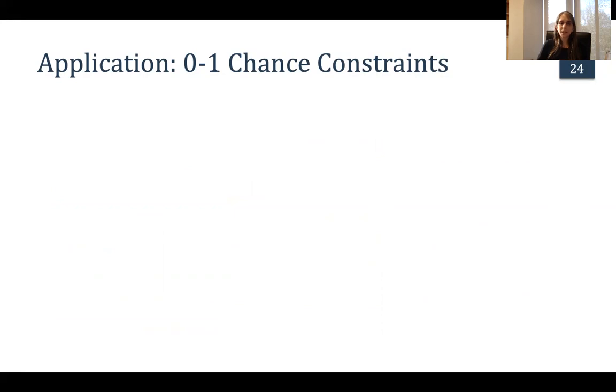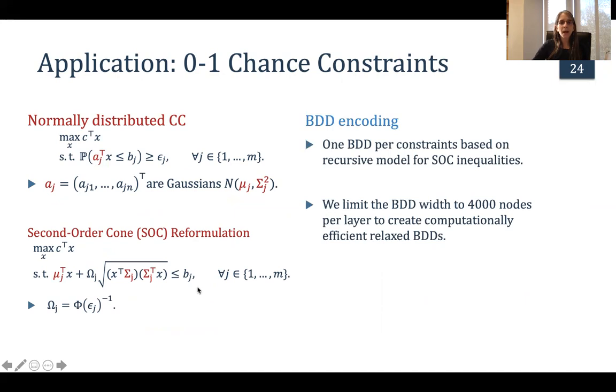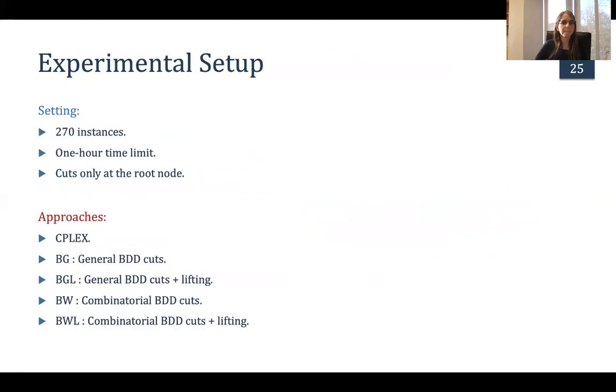Lastly, we apply this technique to 0-1 chance constraints. These are basically problems where we have a probabilistic constraint where the coefficients, in this case A, have a Gaussian distribution. And then we can reformulate it as a second order cone that has the following form. The main idea of this application is that we create one decision diagram for each of the second order cone inequalities using a recursive model. And since the space of these constraints can be very large, the BDDs can be very large, so we limited the size to only 4,000 nodes per layer.